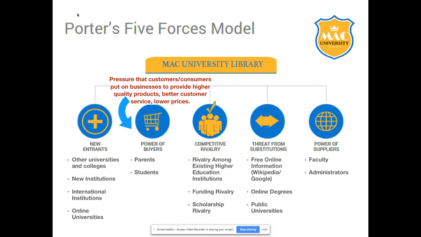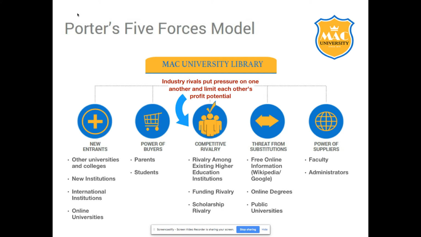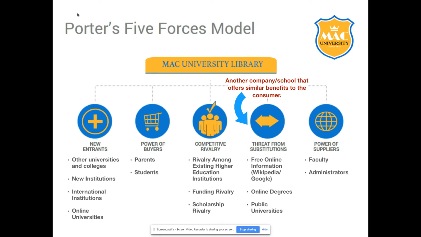There's competition in this model. So when we talk about a competitive rivalry, what are we talking about? We're talking about the industry that puts pressure on one another within that industry. And then as a result, we're limiting each other's potential for profit. Then we talk about threats from substitutions.